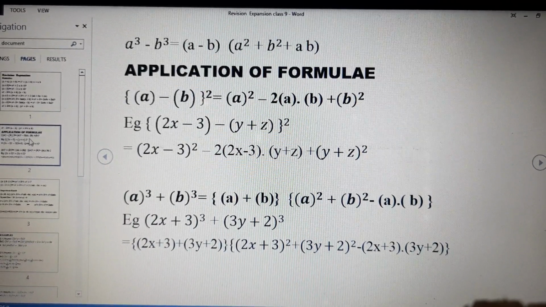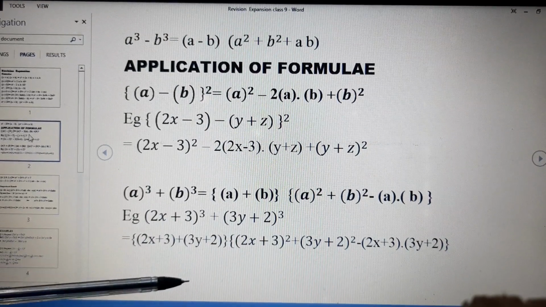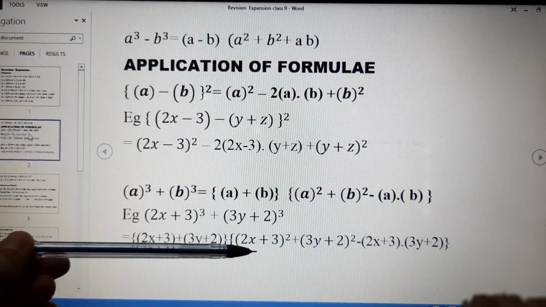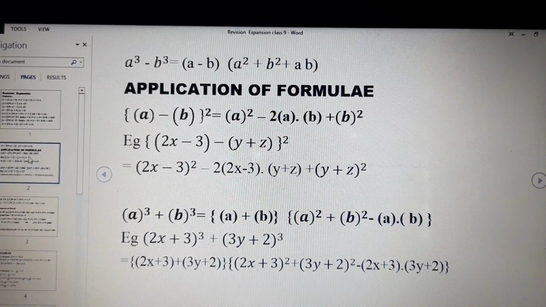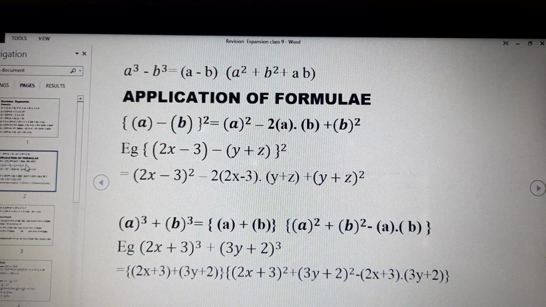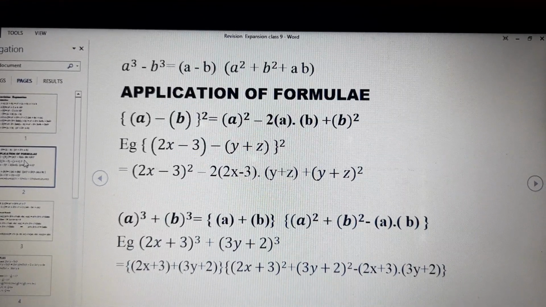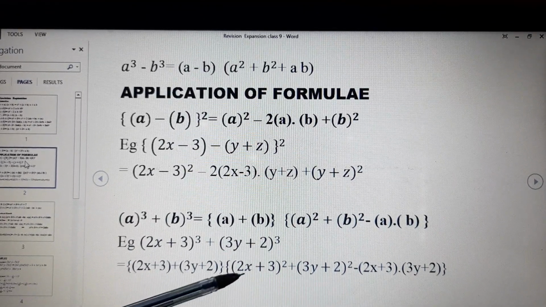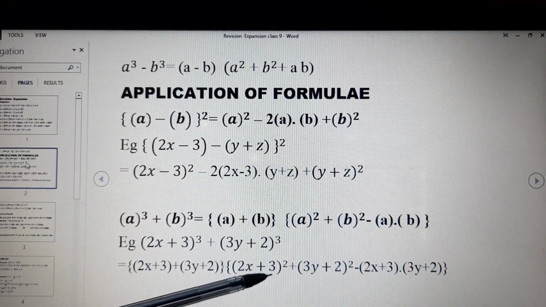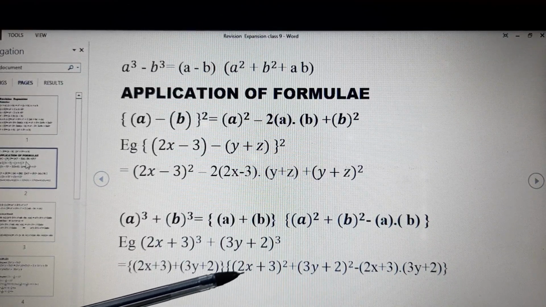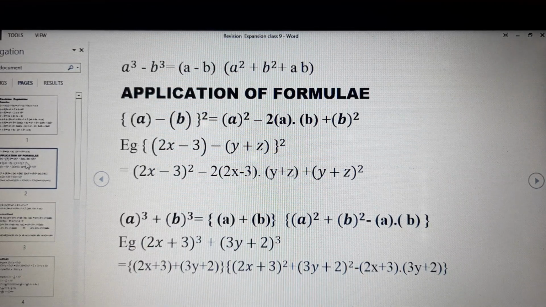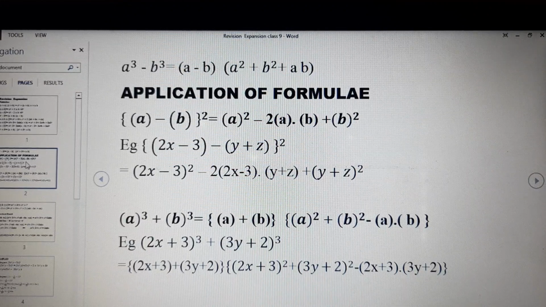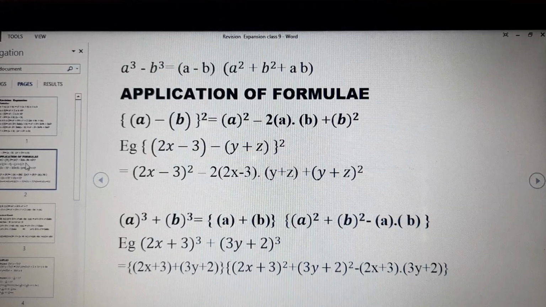If you want to solve them further, the first bracket you can solve, no problem. But in the second bracket, 2x plus 3 whole square will be opened by using the a plus b whole square formula. Are you getting it? A square plus b square plus 2ab. That means 2x square plus 3 square plus 2 into 2x into 3. That means 4x square plus 9 plus 2 into 2x into 3. That means 4 3s are 12x. Are you getting it?